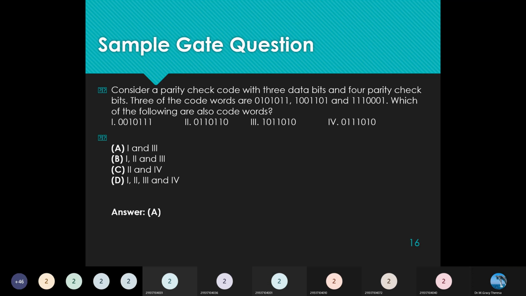As I said, we have to represent it in the form of rows and columns, including the parity row-wise and column-wise. When we do this operation, answer A would be the best answer, because by performing this operation, if we do it one way we get option 1, and if we do it the other way we get option 3, and both are correct answers for this particular question.